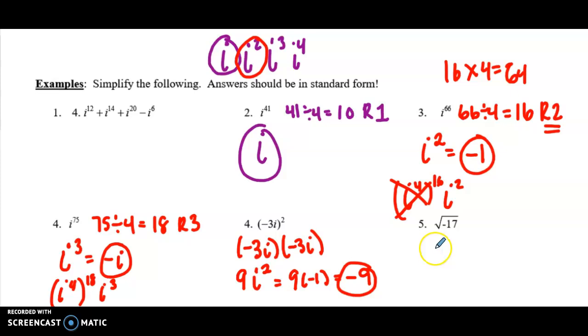All right, and if you want to try number 5, pause it and see how you do. Okay, in this case, you should have had the square root of -1 times the square root of 17, and this became 17i. All right, go ahead, pause the recording and try number 4.